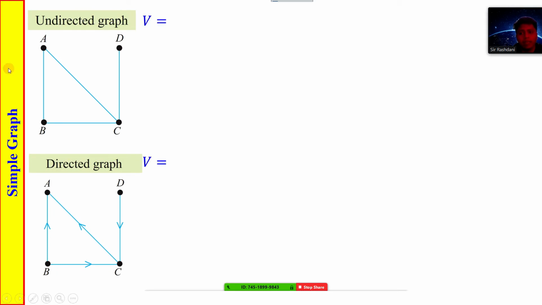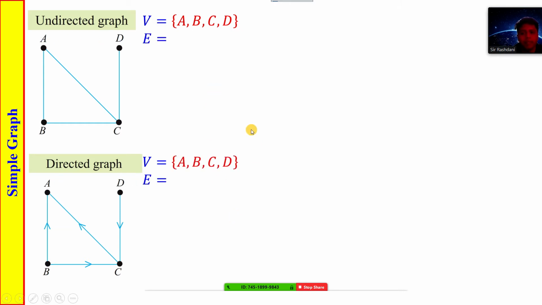Let's say for an undirected graph. As you can see here, there are no signs, there is no arrow. But in here, we have a sign, we have an arrow. Okay, let's say V, our vertices, are A, B, C, D, and A, B, C, D.